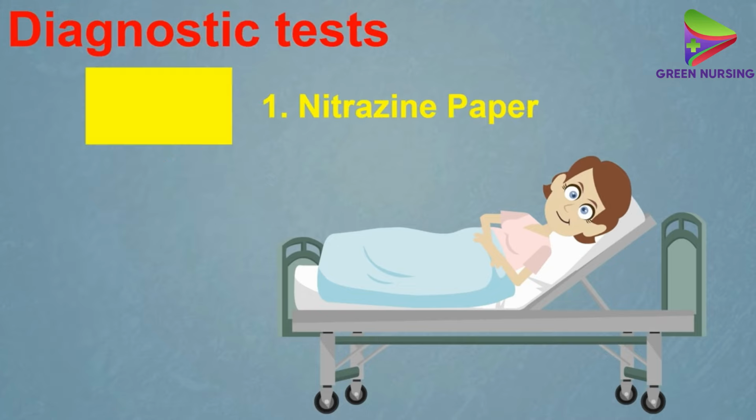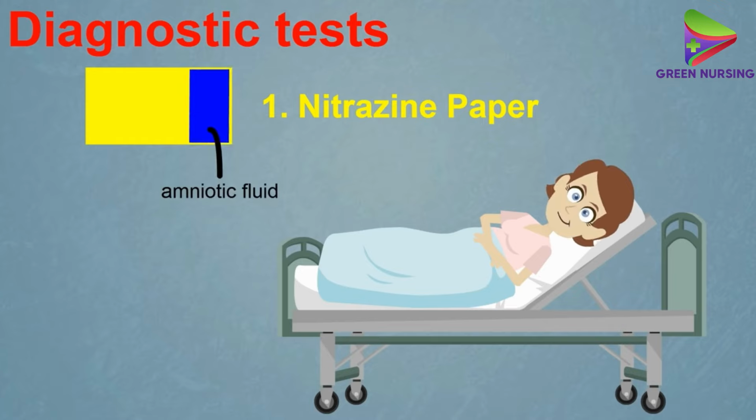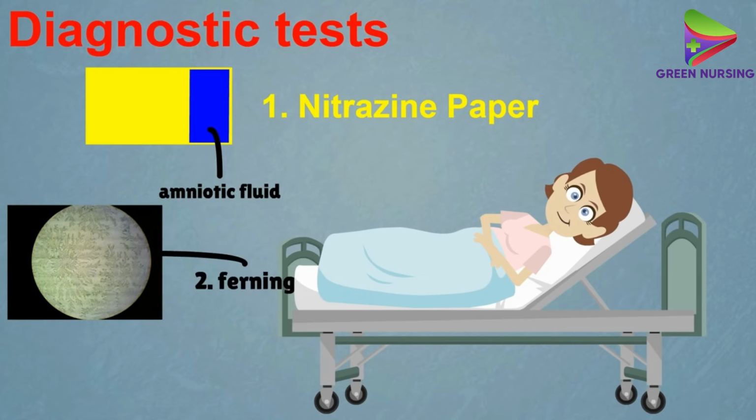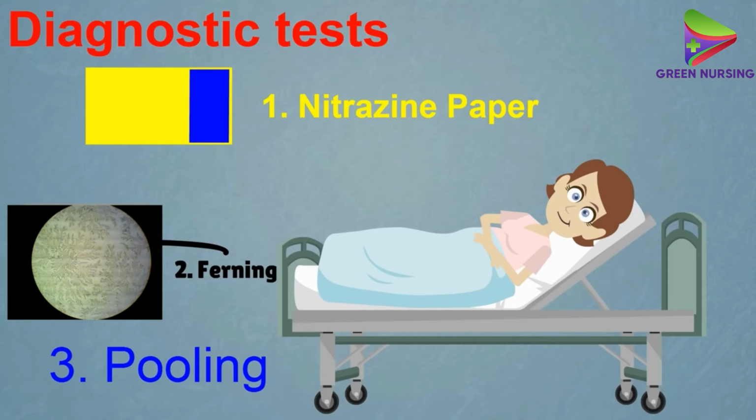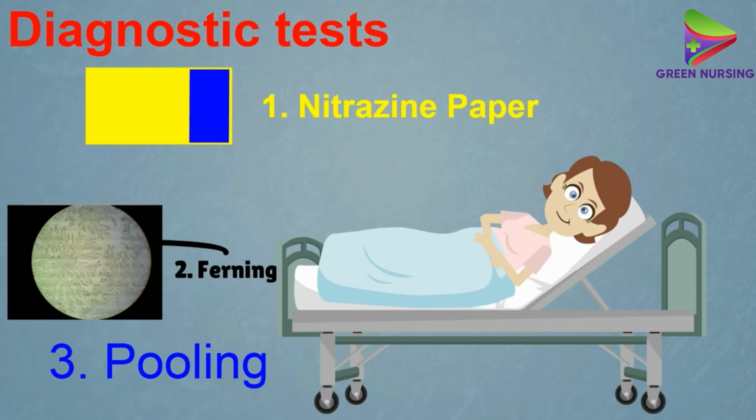For diagnostic testing, nitrazine paper is used. Amniotic fluid is alkaline with a pH greater than 7.1, and vaginal secretions have a pH of between 4.5 to 6, so amniotic fluid will appear blue on nitrazine paper. Ferning refers to the pattern of arborization when amniotic fluid is placed on a slide and is allowed to dry. And finally, pooling refers to the filling of the speculum with amniotic fluid.